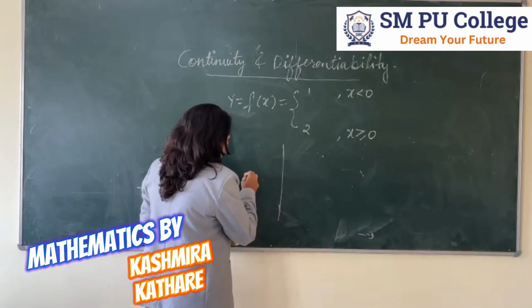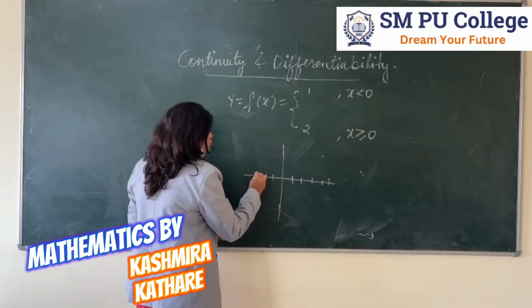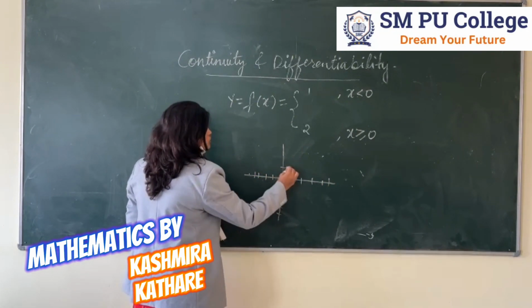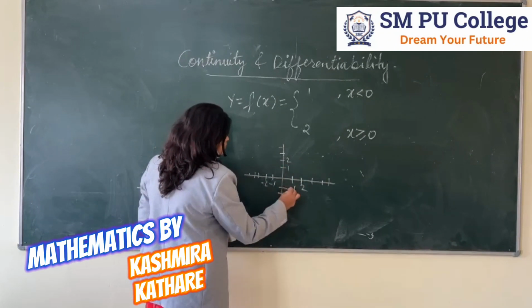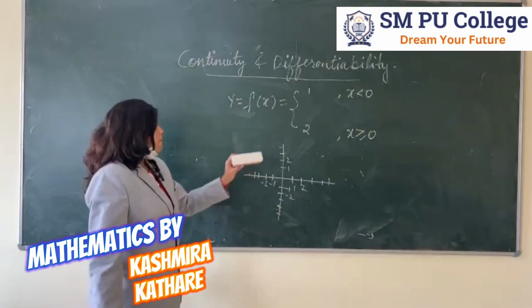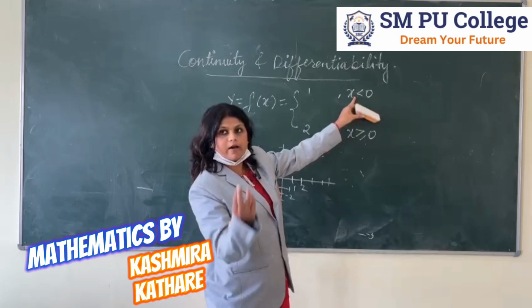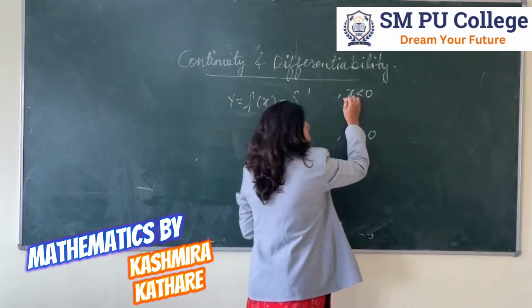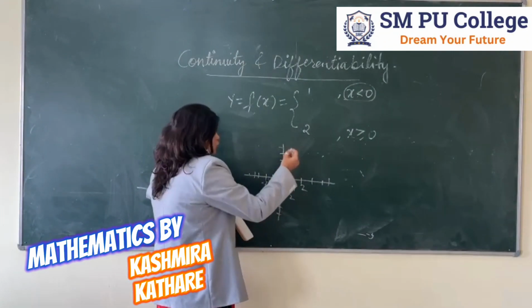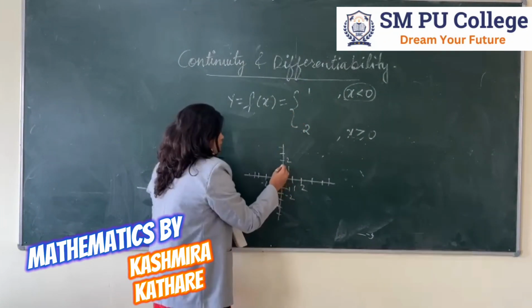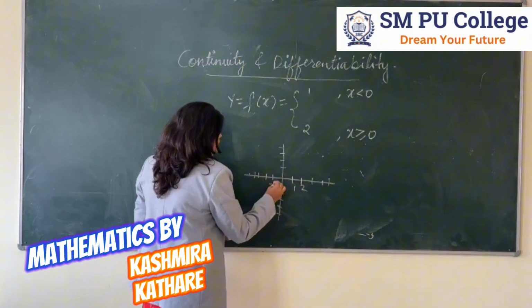Suppose I want to create a graph, with positive values of x and negative values of x, just imagine these values. The y value is 1 when x is less than 0. They are not saying it is equal to 0, but we can do one thing.